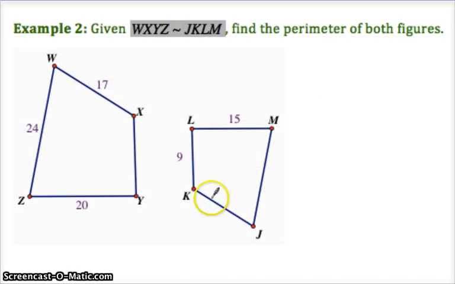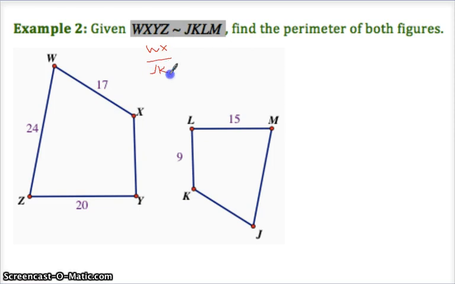Okay, given that this is similar, oh, this looks kind of spun around, so we really got to pay attention to what's going on. WX goes with JK, I'm being serious. XY goes with KL, etc. Find the perimeter of both figures. Okay, well, we'll probably have to figure out each one and see what's going on. It's not a bad idea to write these out.